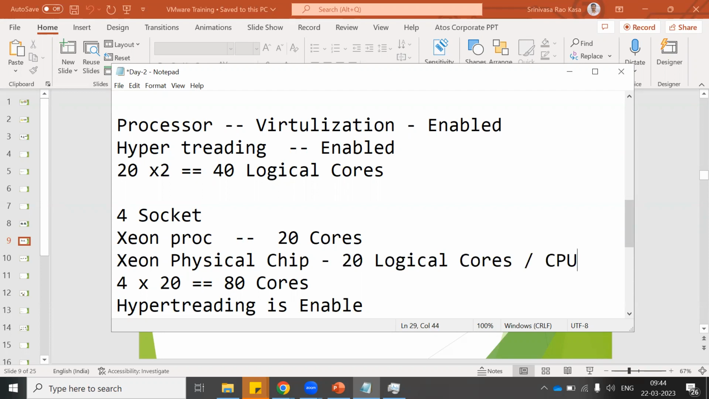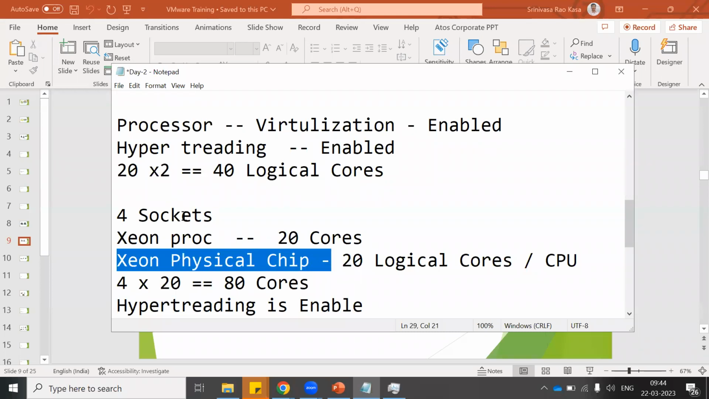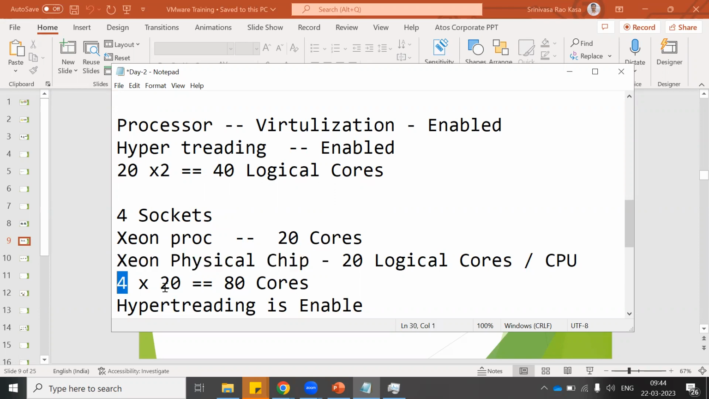So, as it is going to support 20 logical cores within one physical chip, I'm going to insert this kind of processor in these 4 sockets. 4 sockets are available, and in each socket I'm installing a chip of this capacity. So I'm going to install 4 processors, each supporting 20 logical cores. 4 into 20, total how much capacity am I going to get? 80 logical cores. Is it clear? Yeah.